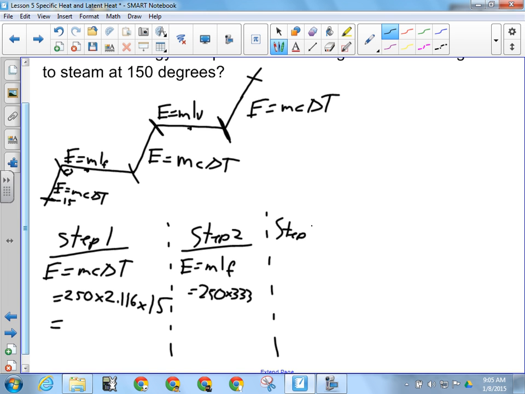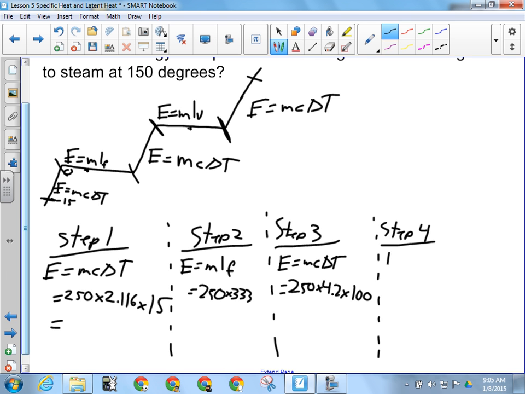All right, step 3, we're heating up the water. So we said we would be using E equals mc delta T. So that's going to be 250 times, now what am I heating up? Water. So I have to use the heat capacity of water now, which is 4.2 joules per gram degree Celsius, times 100 degrees Celsius. Step 4, we said, is E equals mLv. So we'll have our 250 times 2,260 joules per gram. That's the latent heat of vaporization for water.